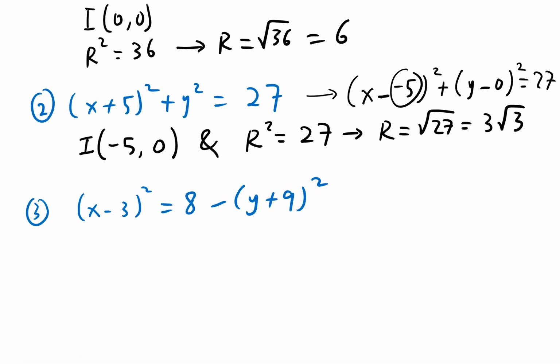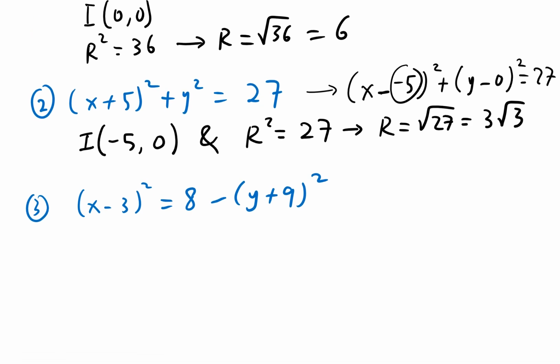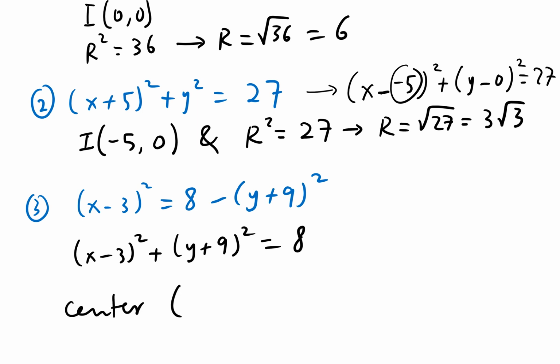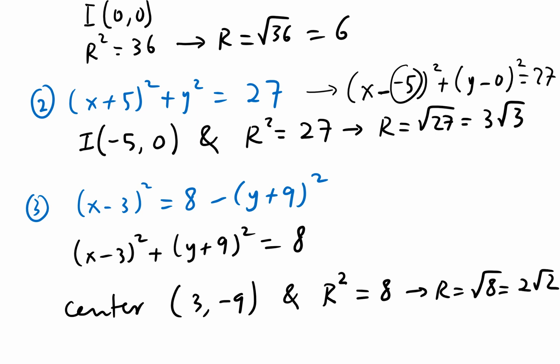For the next one, it doesn't look like (x minus h) squared plus (y minus something) squared. So we need to rewrite it first by adding (y plus 9) squared to both sides. So the center here would be (3, negative 9). And r squared is 8. So r is the square root of 8. But again, it's 4 times 2, so 2 square root of 2. We always must simplify.